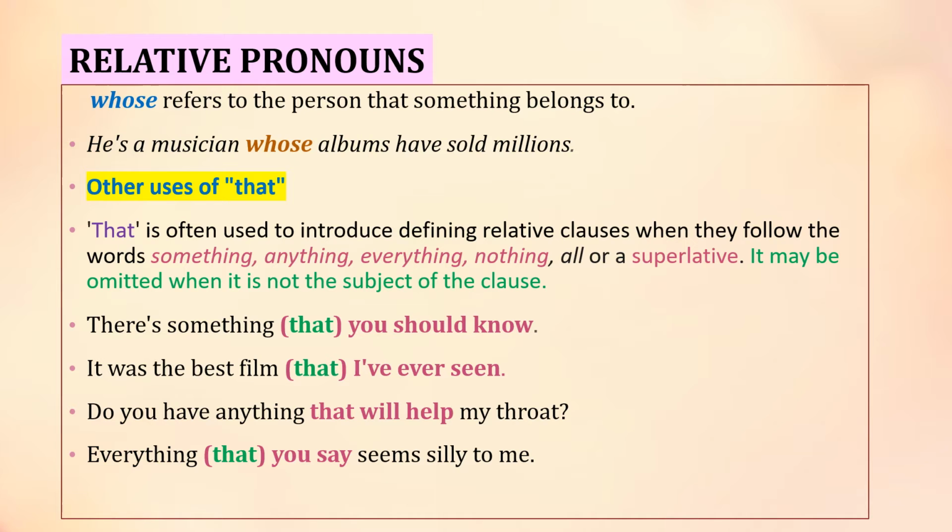Let us observe some examples. There is something that you should know. Here you is already in the subject form, so there is no use of that. We can omit it. So: there is something you should know. It was the best film that I have ever seen. I is already in the subject's place, so that can be omitted here. It was the best film I have ever seen.